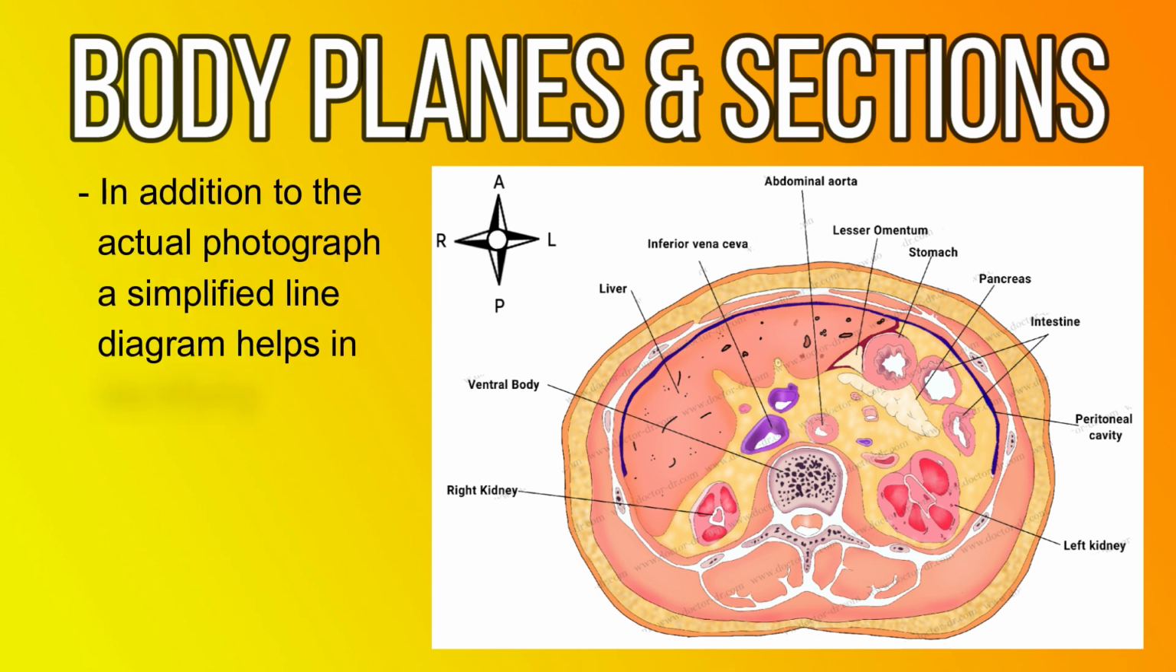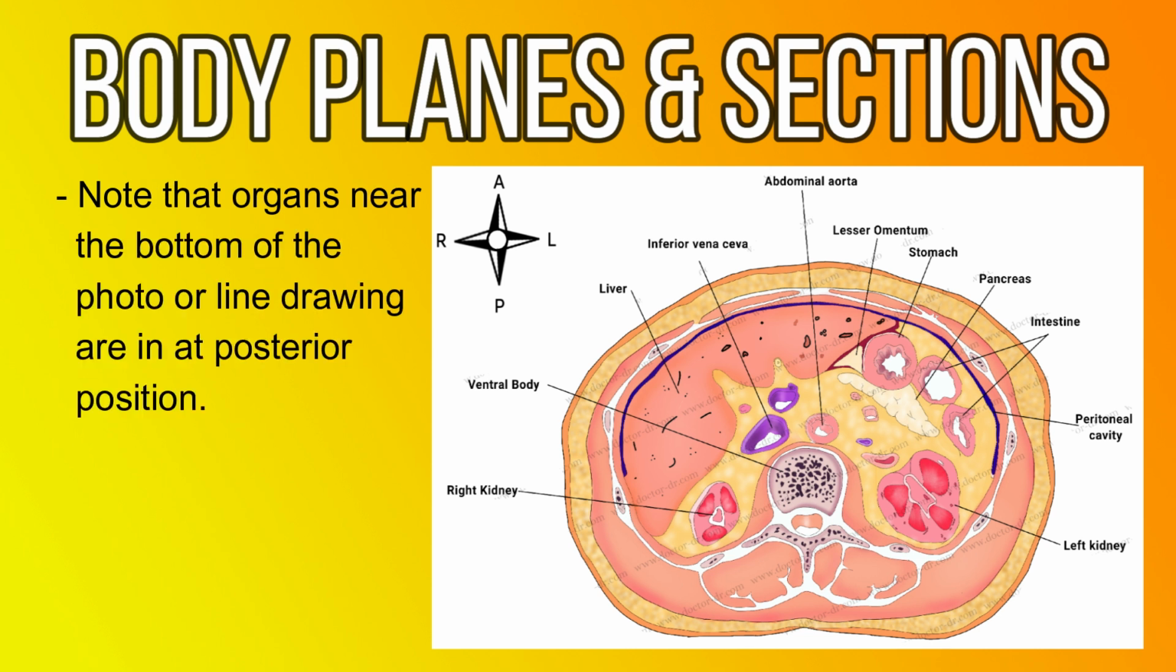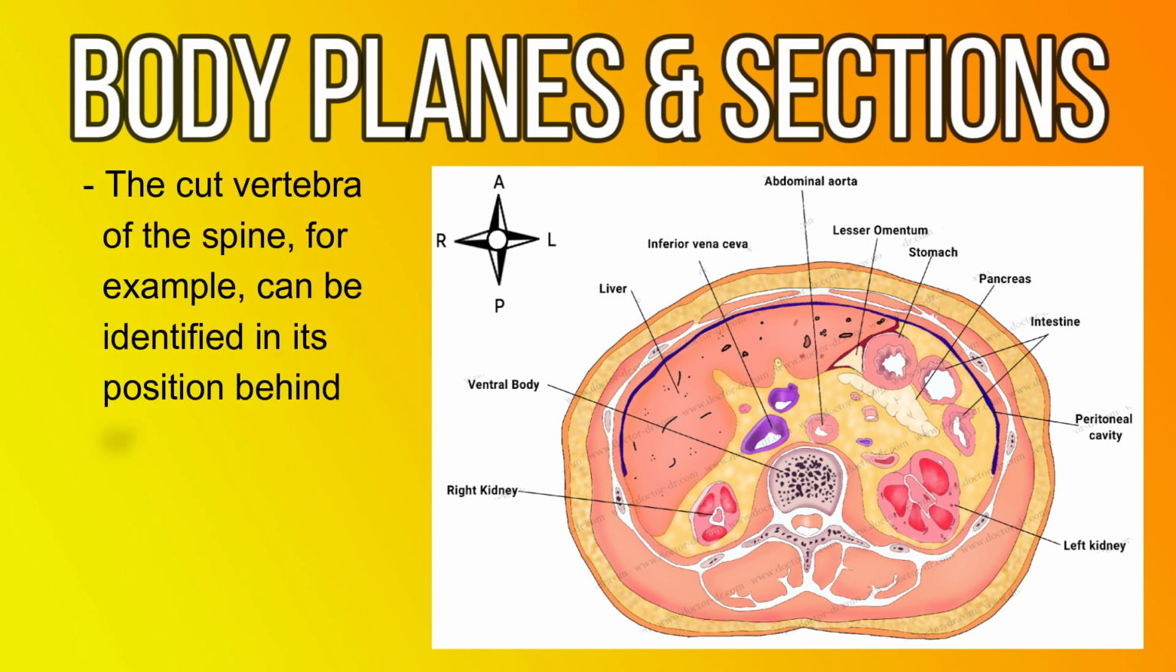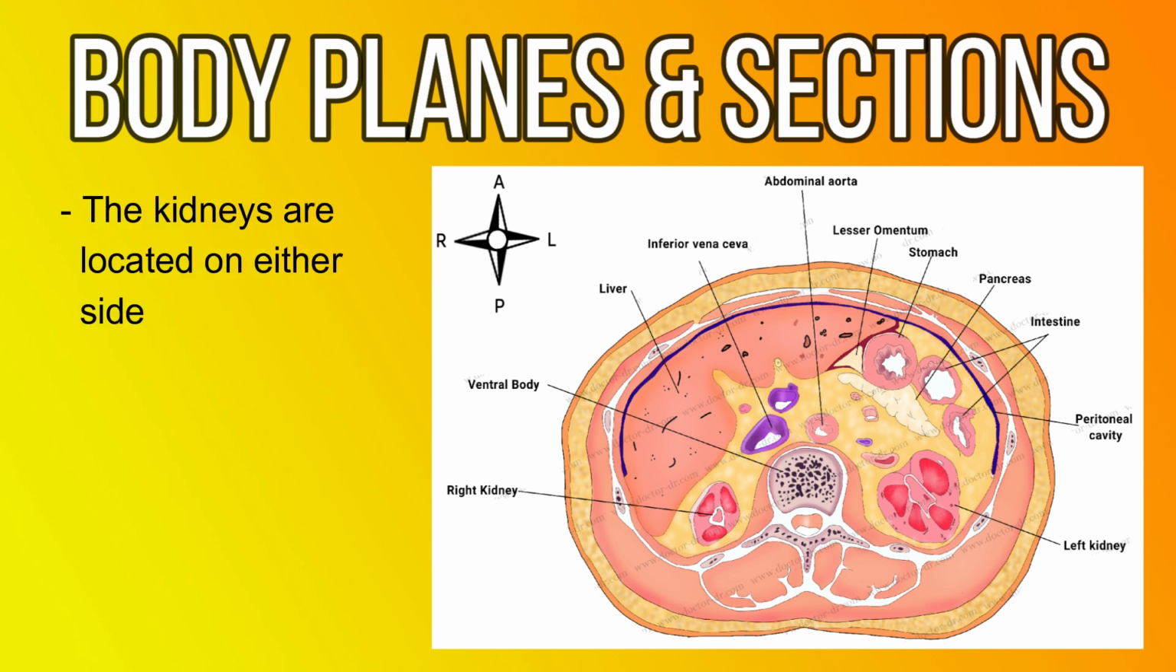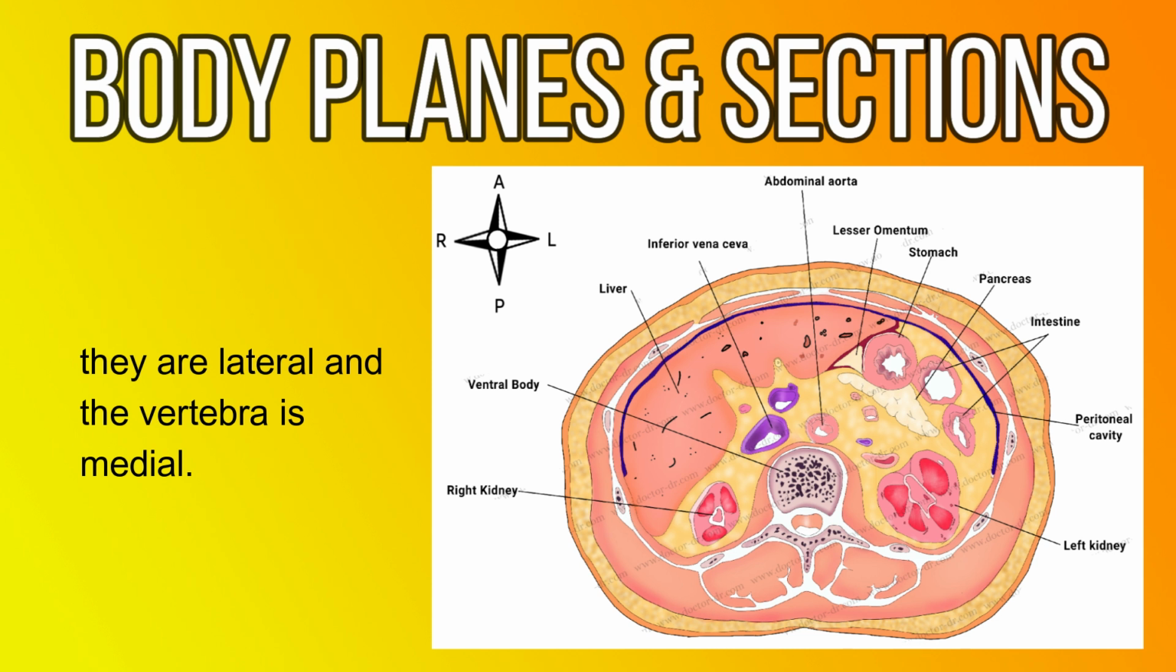In addition to the actual photograph, a simplified line diagram helps in identifying the primary organs. Note that the organs near the bottom of the photo or line drawing are in a posterior position. The cut vertebra of the spine, for example, can be identified in its position behind, or posterior to, the stomach. The kidneys are located on either side of the vertebra. They are lateral and the vertebra is median.